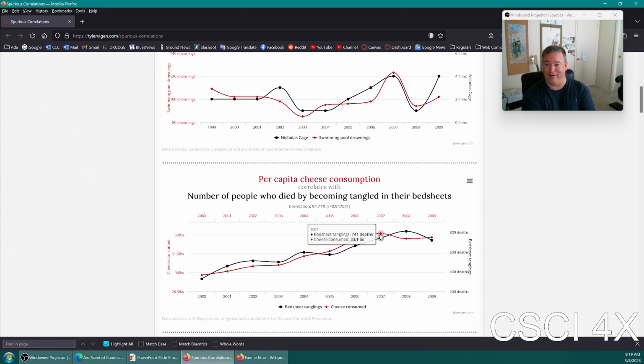Make your bed. I don't know. Tuck your bed sheets in or something. I don't know what's going on with that. That's crazy. But the point is that, as it turns out, cheese does not cause people to die in their bed sheets, as best as I can tell. What you have here is, as the cheese consumption rises, people dying by being tangled in their bed sheets rises also.